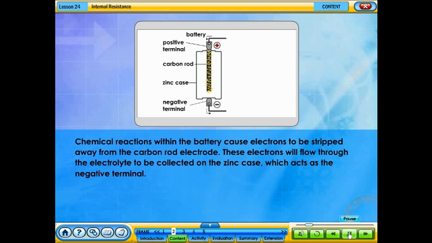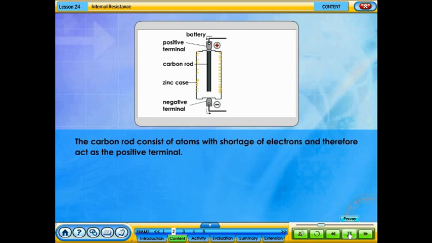Chemical reactions within the battery cause electrons to be stripped away from the carbon rod electrode. These electrons will flow through the electrolyte to be collected on the zinc case, which acts as the negative terminal. The carbon rod consists of atoms with a shortage of electrons and therefore acts as the positive terminal.